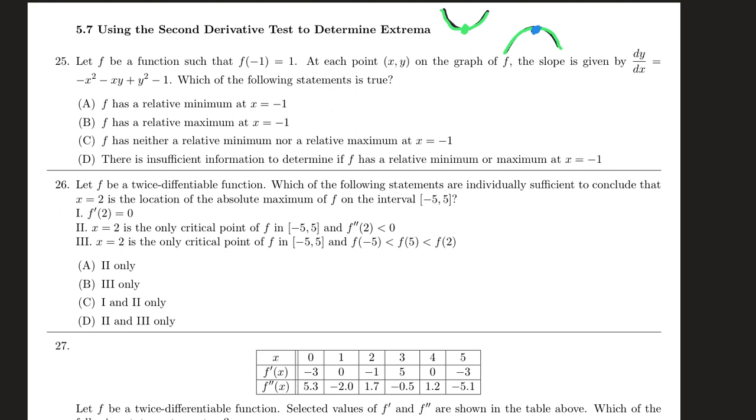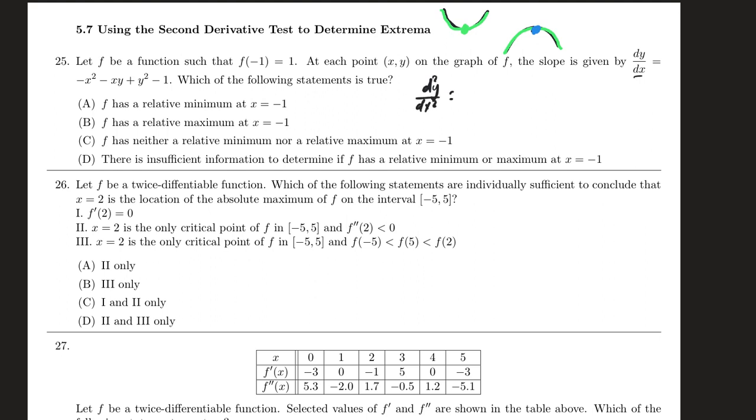Now let f be a function such that f of -1 equals 1. They give us the derivative function, and then ask which of the following statements is true. So we're looking at relative max and mins. We want to use the second derivative test. They give us the first derivative, so if we want to take the second derivative, we do the derivative of the derivative.